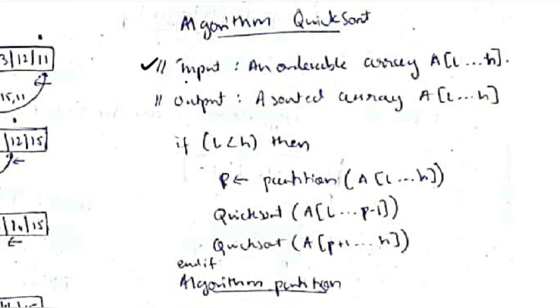Let's go quickly through this algorithm. The input is an orderable array, meaning any normal array, and the output will be the sorted array.